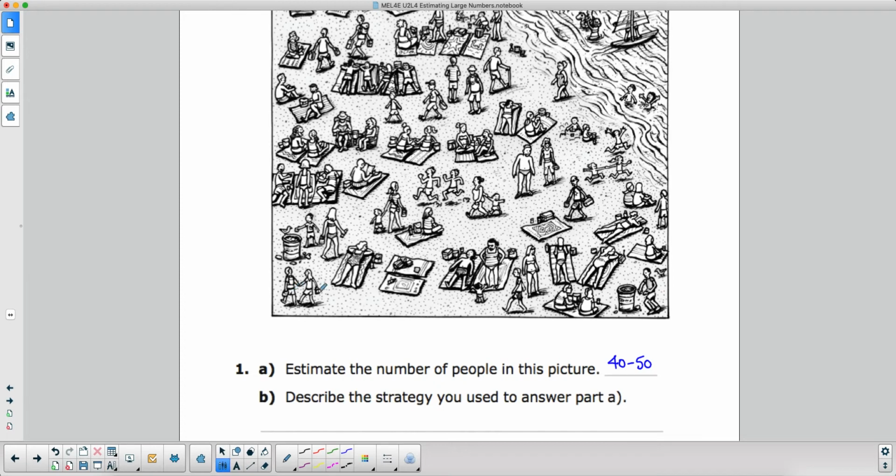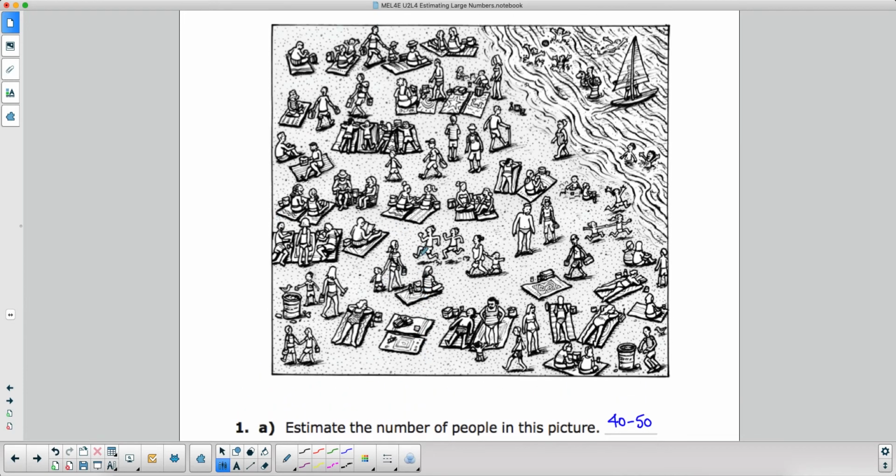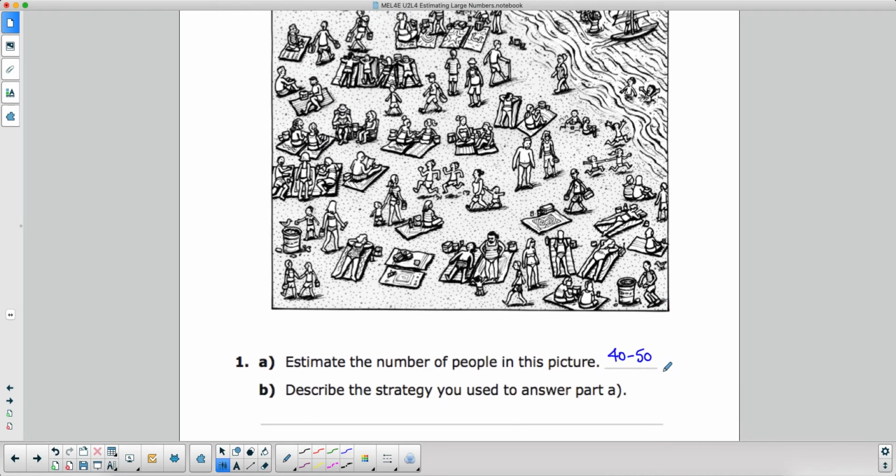Well, here's what I did. I just took a look and counted 1, 2, 3, 4, 5, 6, 7, 8, 9, 10, 11. So this little portion of the picture has about 10 in it. And I figured I could probably fit about 5 squares that have 10 people in them around there. So 50 was my rough estimate.